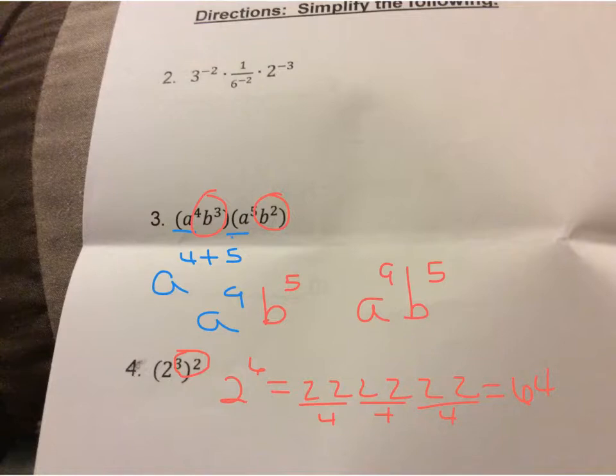The other way to get the answer is I could have done 2 cubed is 8, and then 8 squared. 8 times 8 is 64. Either way works.